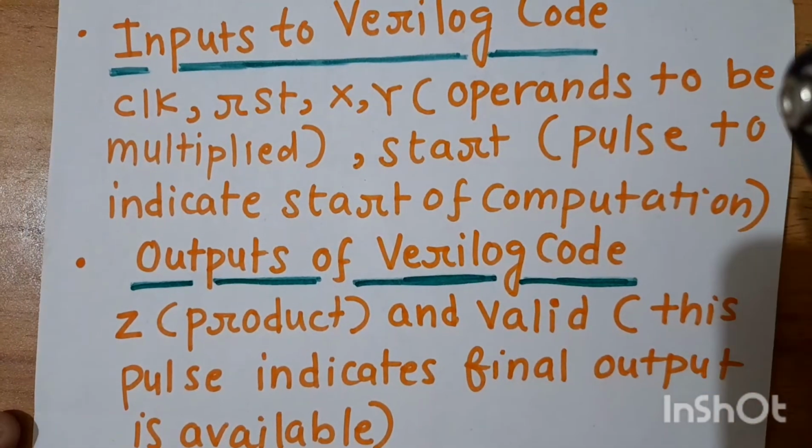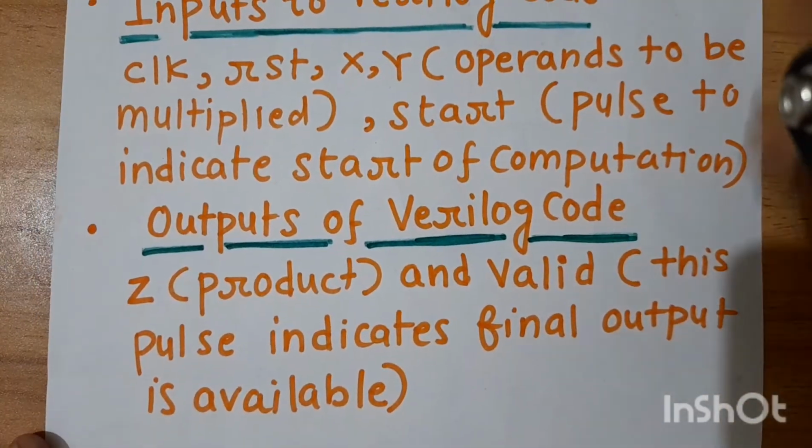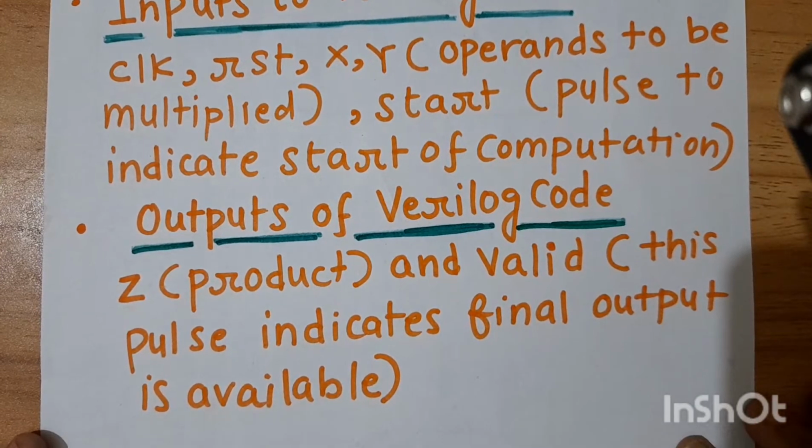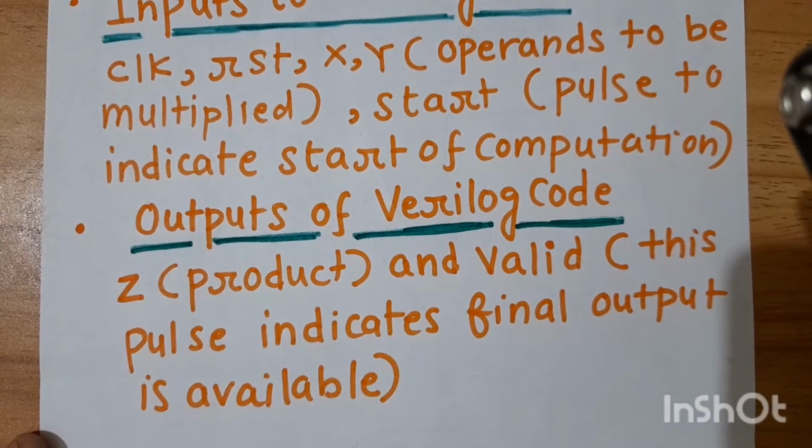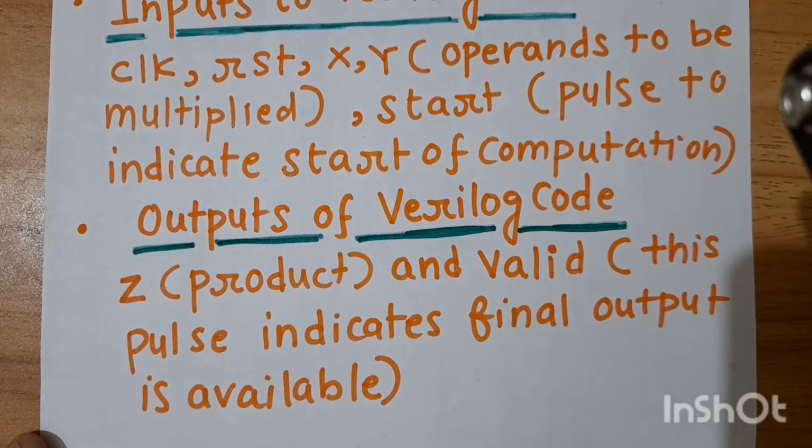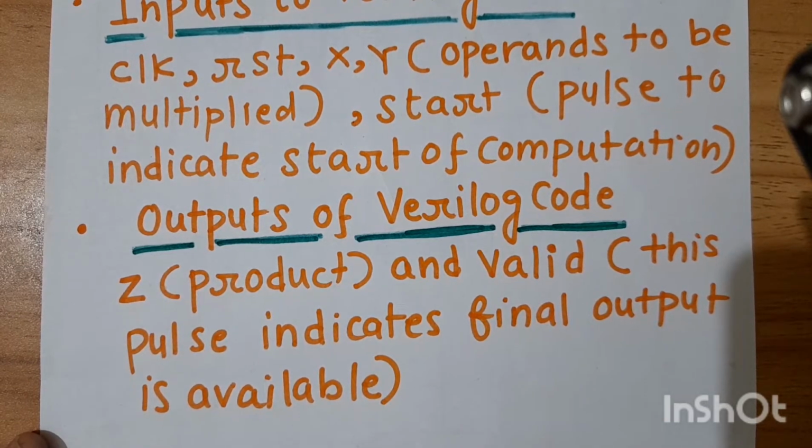What would be the output of the Verilog code? The main output is the product. And we will have another valid signal which shows that yes, the computation has completed. Now the final output is available at the Z. So Z and valid are the two outputs of the Verilog code.